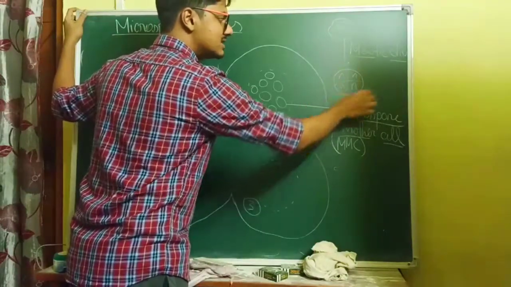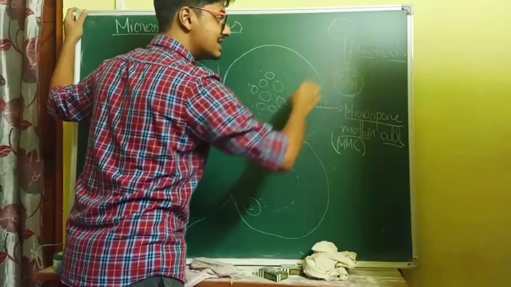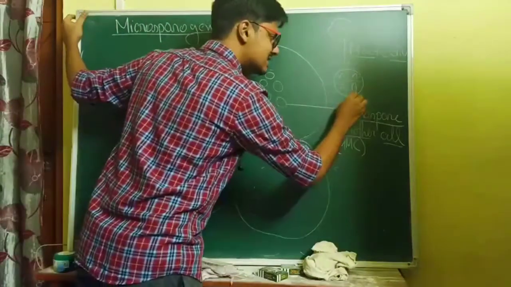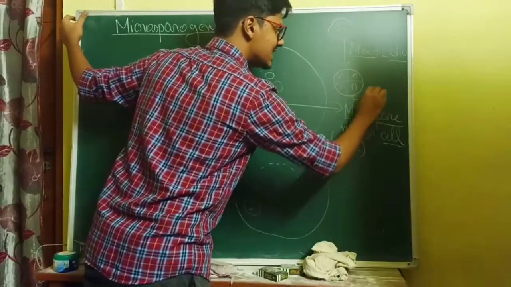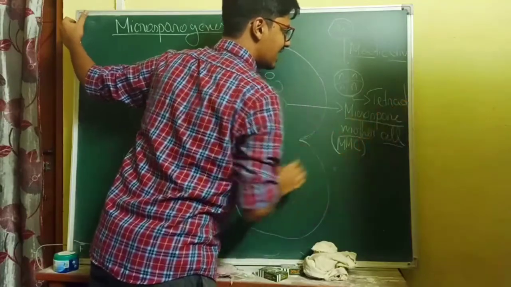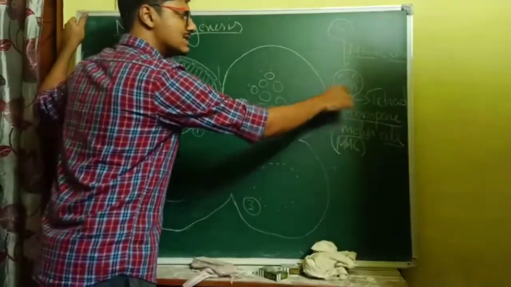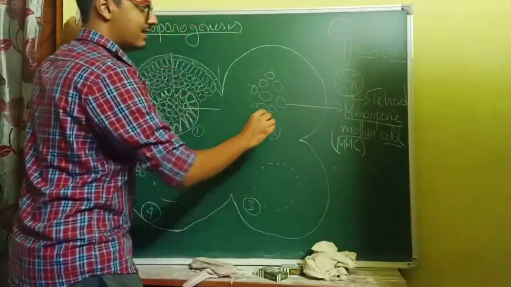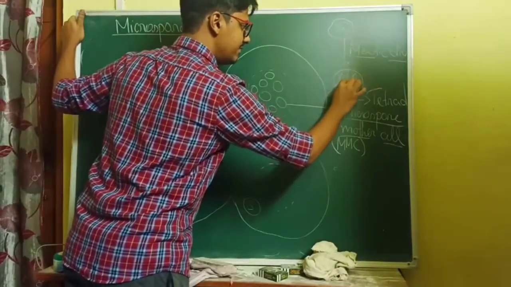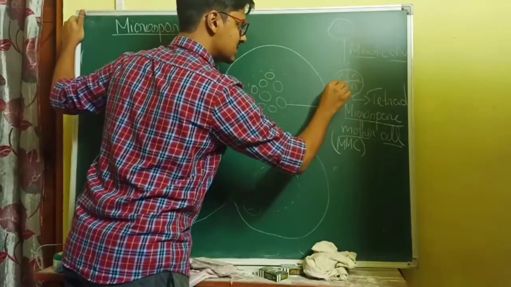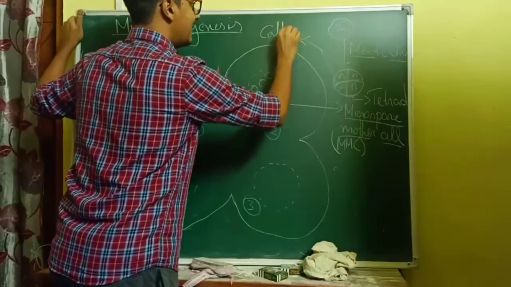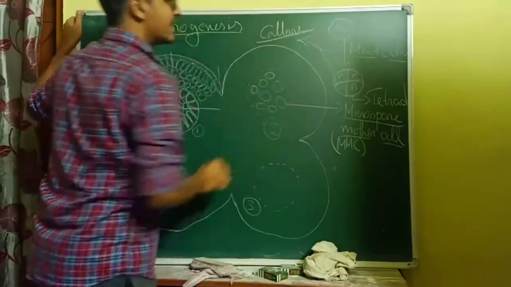These 4 cells have not separated from each other, right? They are staying together. This stage is called tetrad. Because 4 cells are together, they are called tetrad. And they are held together by a substance called callose.